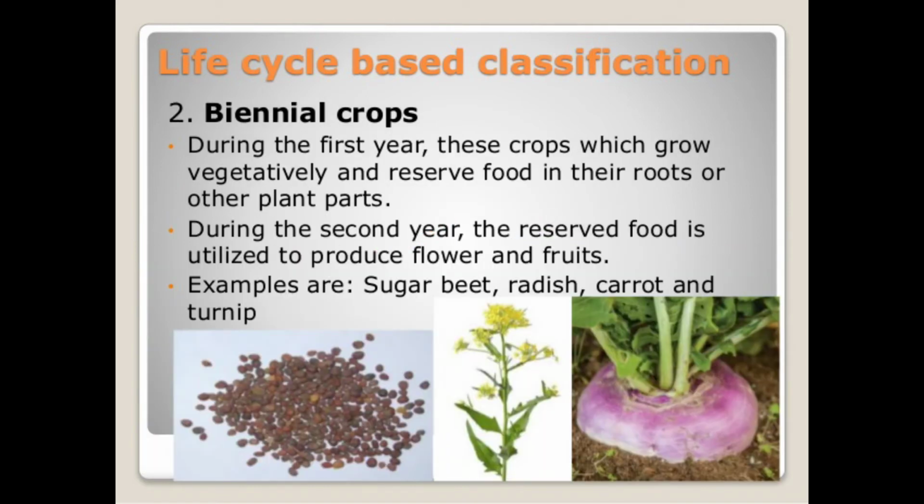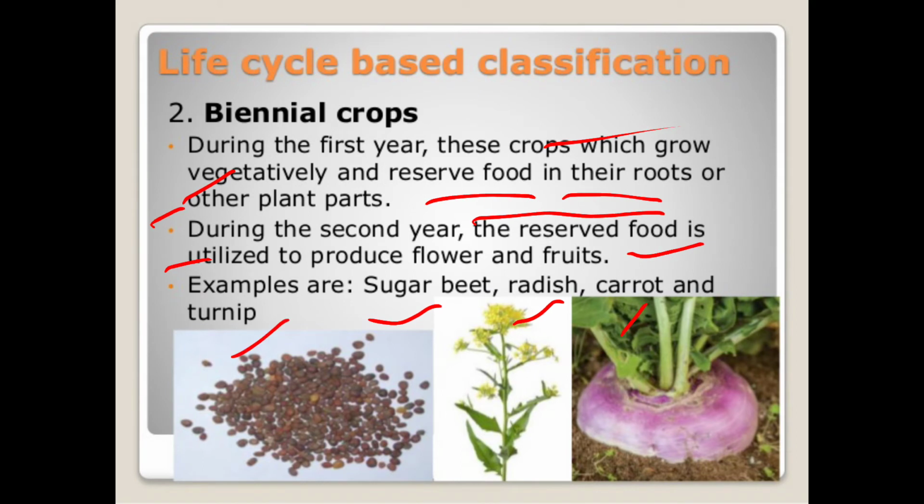Biennial crops. Biennial crops are those that complete their life cycle in 2 years, 2 seasons. During the first year, these crops grow vegetatively and store food in their roots or other plant parts, and during the second year the stored food is utilized to produce flowers and fruits. Examples are sugar beet, radish, carrot and turnip. These are two-season crops.